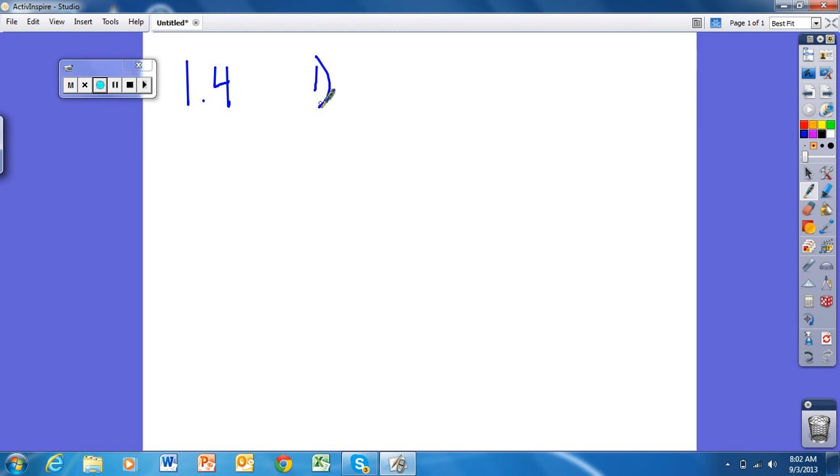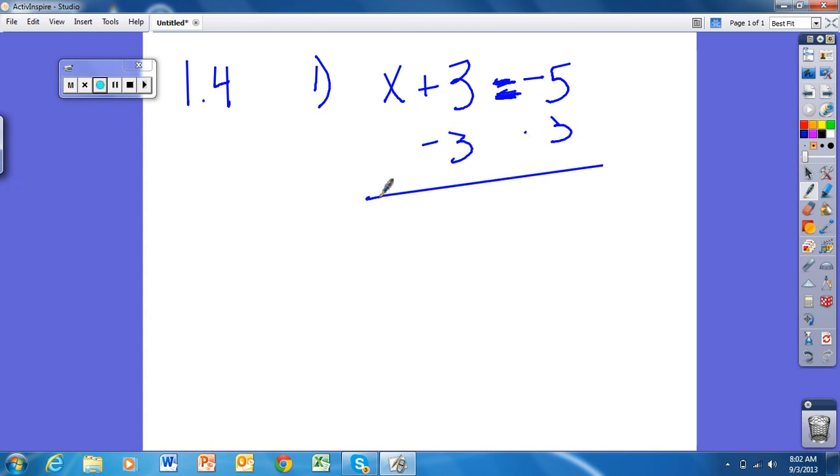I'm not going to give you any vocabulary or anything because basically we're trying to find the value of the variable that makes the statement true. So for instance, x plus 3 equals negative 5. We want to know what value of x makes this statement true. So we know we have to do the inverse operation. You have to undo what's been done to x. So there's a 3 being added to it. I want to subtract 3 from both sides. So x equals negative 8.